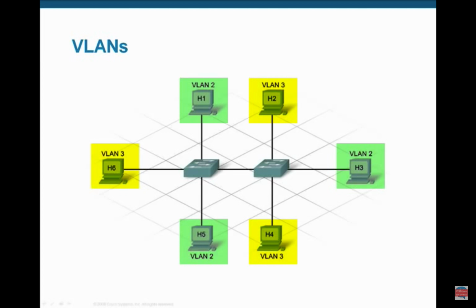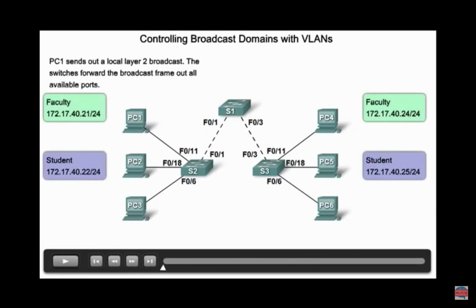A simple VLAN implementation is displayed in this diagram. There are two groups of users in this graphic, faculty and student. Notice that when all PCs are under the same IP network, and PC1 sends a broadcast, all devices receive and must process that broadcast. One benefit of VLAN implementation is broadcast containment. Each VLAN is its own broadcast domain.